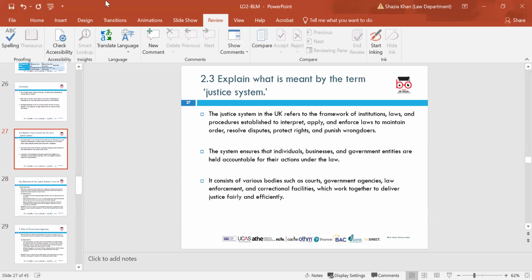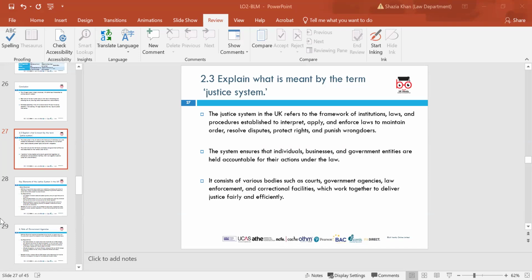2.3, explain what is meant by the term justice system and why it's important within the UK. So the justice system refers to various agencies, establishments and institutions that are responsible for enforcing the law. These agencies are primarily organised around handling either civil or criminal cases. The criminal justice system is the most commonly referred to and includes law enforcement and correctional institutions, and it's responsible for investigating and prosecuting crimes.